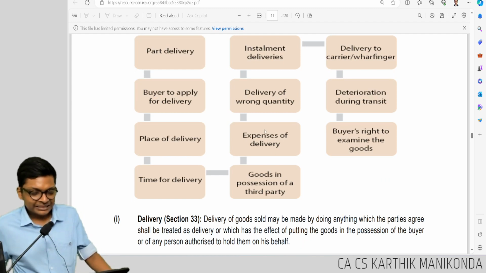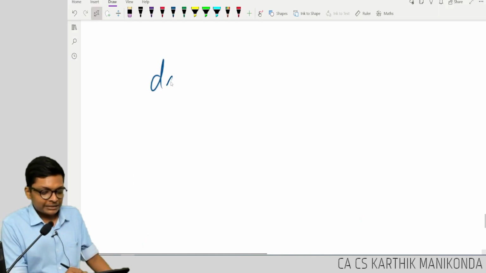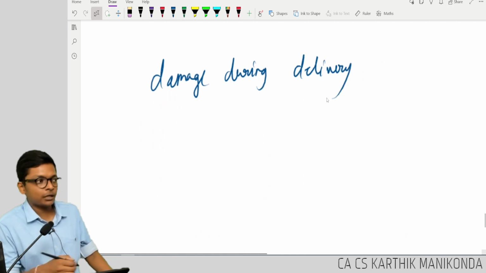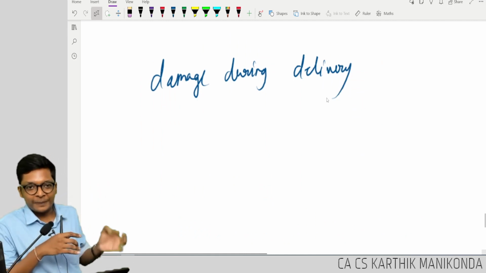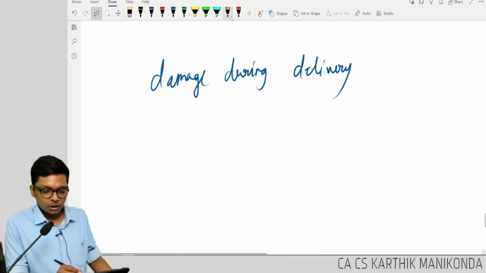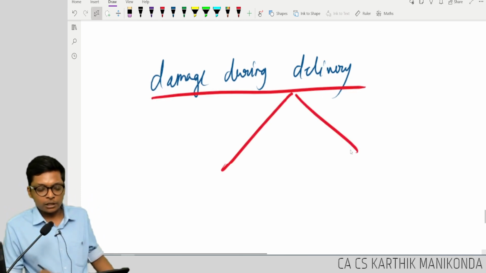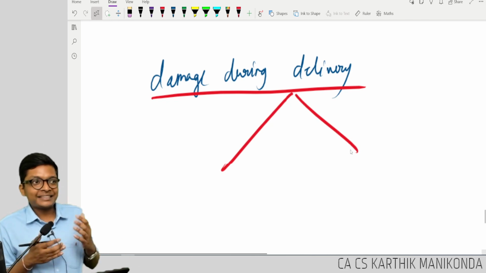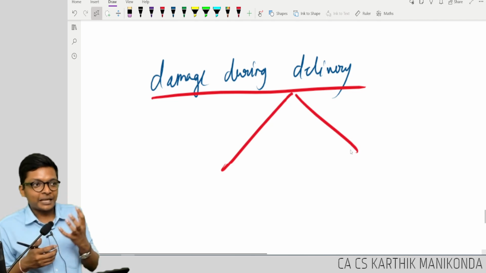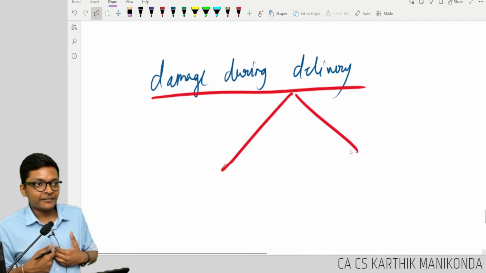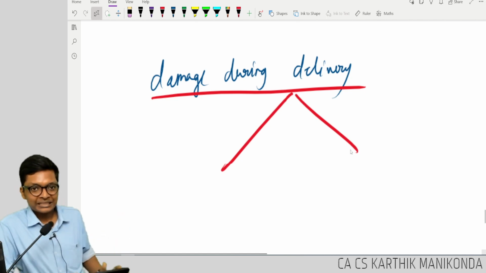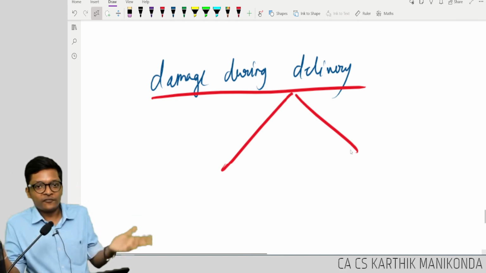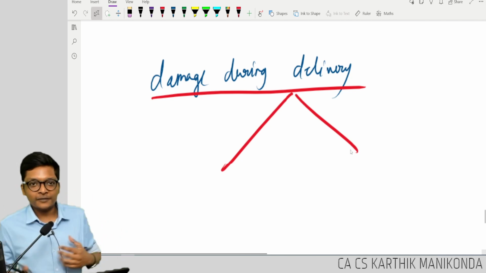Expense of delivery. Next, damage during delivery. All these are independent concepts. One point to another point, there is no relationship except they both relate to delivery of goods. Damage during delivery. Who will bear the loss? You ordered ice cream. It came after 2 hours, it became a milkshake. What will you do? It leaked fully. Who will bear the loss? Seller only has to. Will you accept it? No. You ordered pizza. When it came, both the pizzas got folded. Now, it became a sandwich. Will you take it, guys?